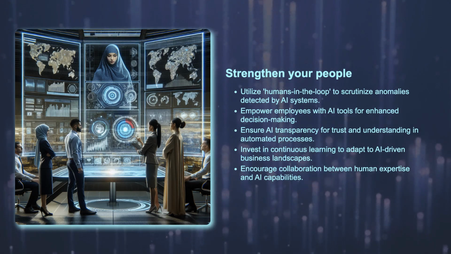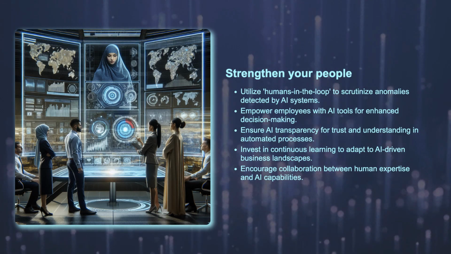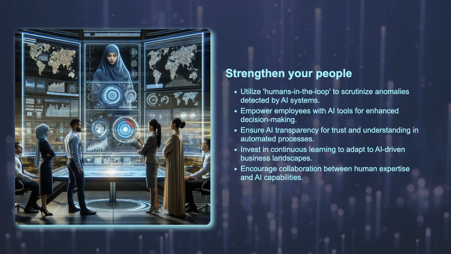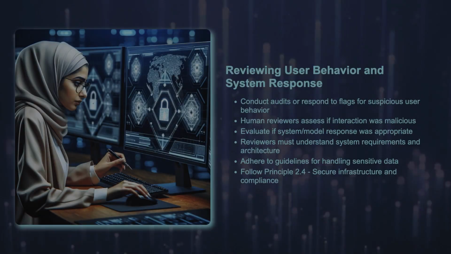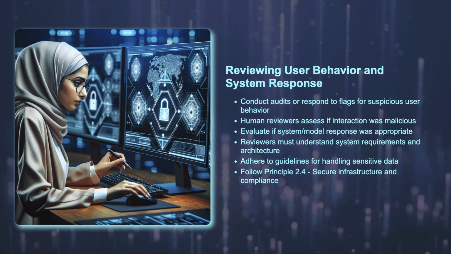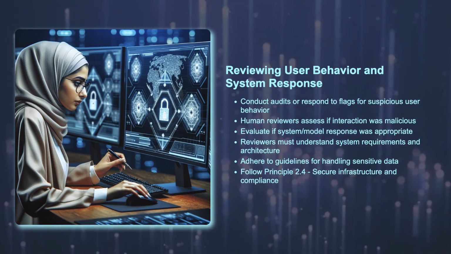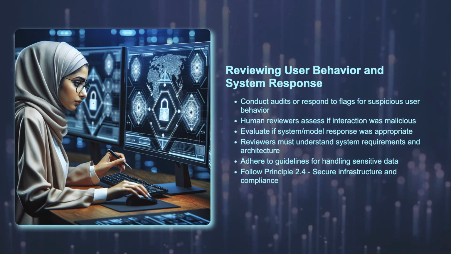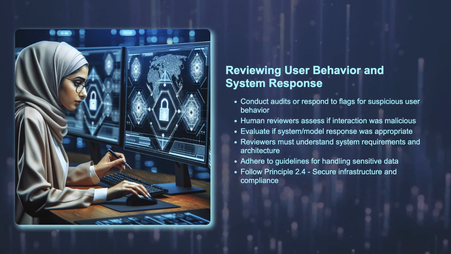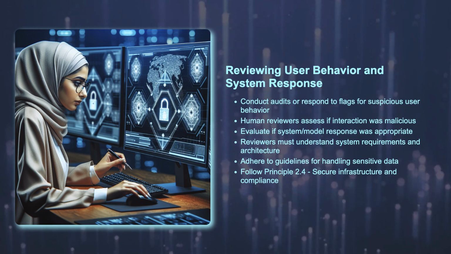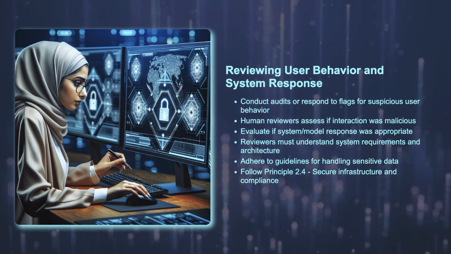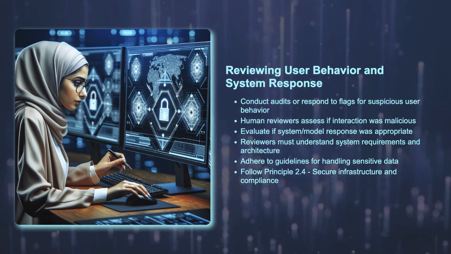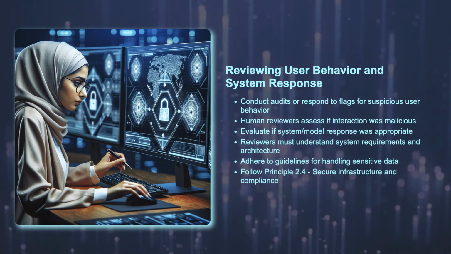Strengthen your people. Use humans in the loop to investigate what automated processes flag as unusual. Guidance. If user behavior has been flagged as suspicious or during routine audits, humans should be reviewing user behavior and the system response to this behavior. As part of this process, the reviewer should decide whether the user interaction was malicious or not, and whether the system model response was expected and/or correct.